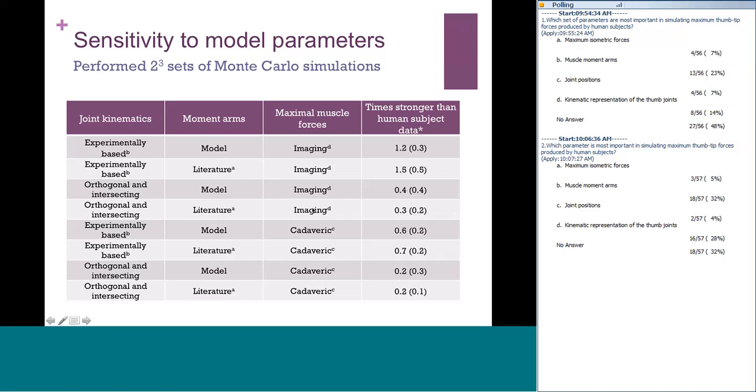And the last thing we did is we switched out the maximum isometric forces so that they were no longer consistent with volumes from MRI in living human subjects, but were taken directly from cadavers. What you can see here is if you compare these 4 to these 4, that again, we do get a large decrease in the endpoint forces that you can produce, expressed as a percentage of what was measured in the human subjects, but that in every case, if you compare the exact same simulations with the experimentally based versus the orthogonal and intersecting, that is the biggest difference.